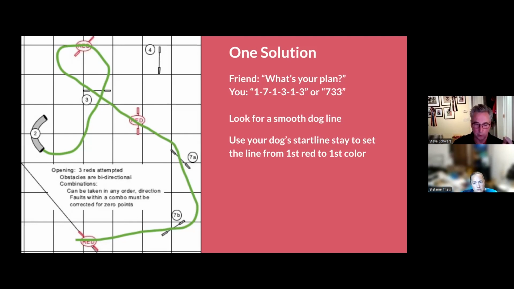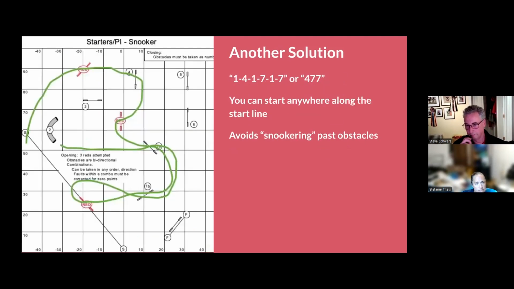But Stephanie really brought out this point of using the start line stay, because only the first red is where you get to use this to your advantage, right? The rest of the course, you're running along, getting to the reds and the colors. So let's look at a different solution.